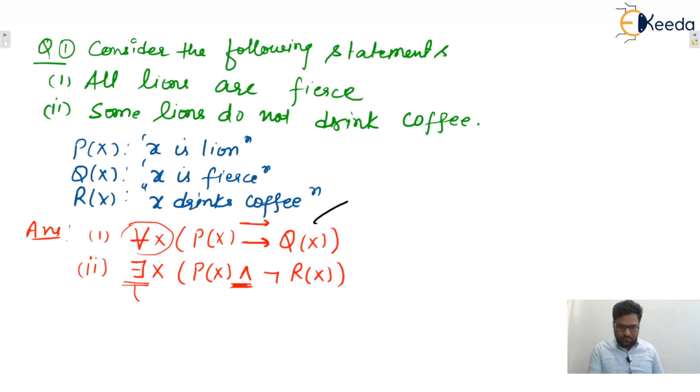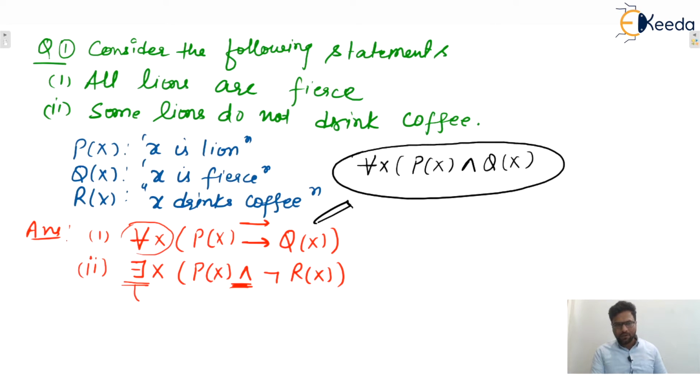Some students will ask me, sir, what is the problem if we write it like P(x) and Q(x)? Then what is the problem, guys? Let us consider that we wrote it like that, in the first statement.